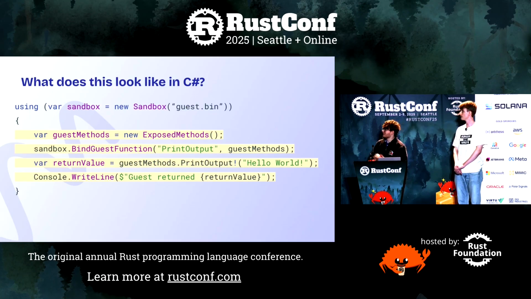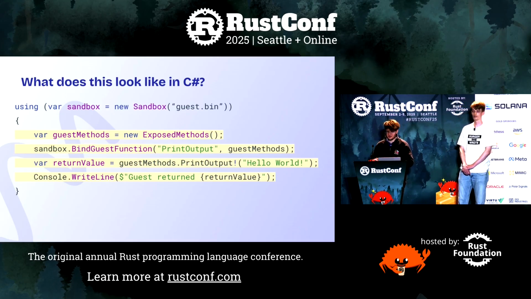Okay, so we saw what the Rust API looks like before. This is what C# looked like before, or what the Rust API looks like now. This is what C# looked like before. So what motivated our migration from one to the other?